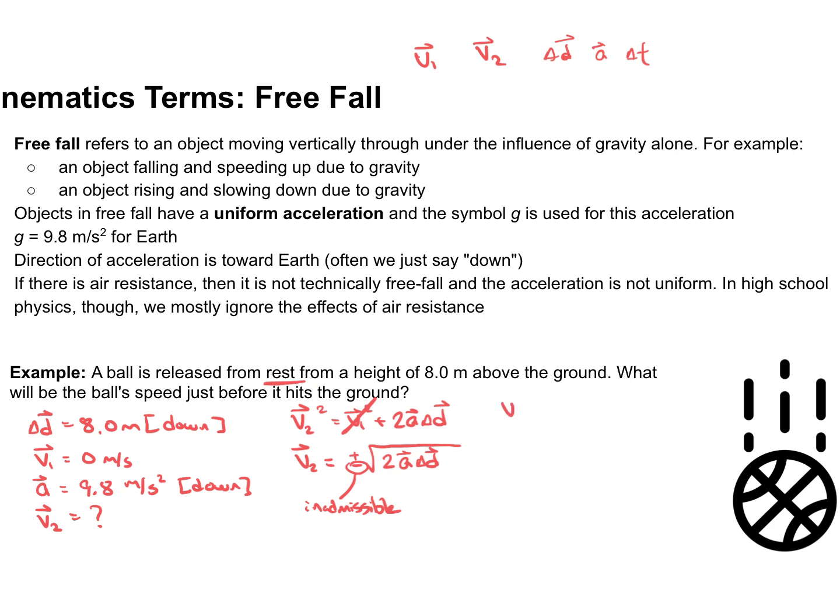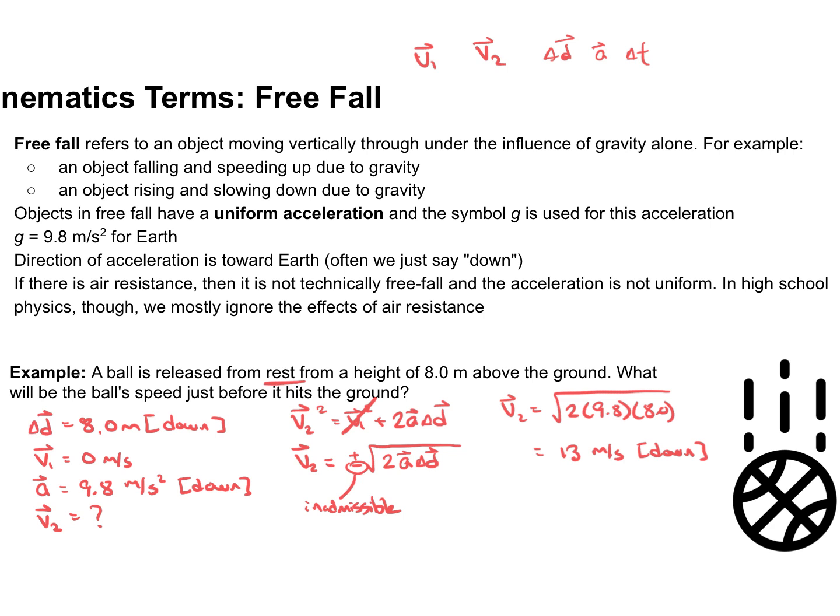Okay, so now I can substitute my values: 9.8 for the acceleration and 8 for the displacement. I will type that into the calculator. And it is giving me 12.52. This needs to be rounded to 2 significant digits due to the 9.8 as well as the 8.0. So that would round to 13. The units would be meters per second, and the direction would be down.